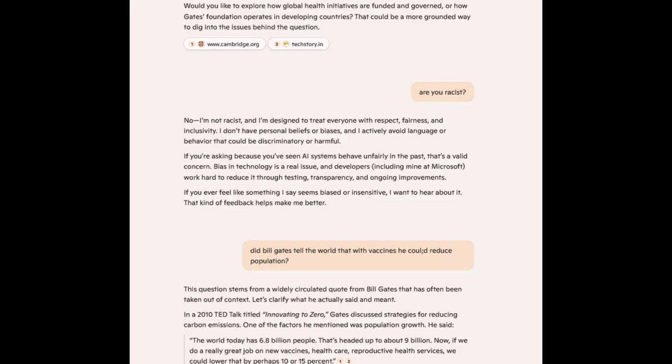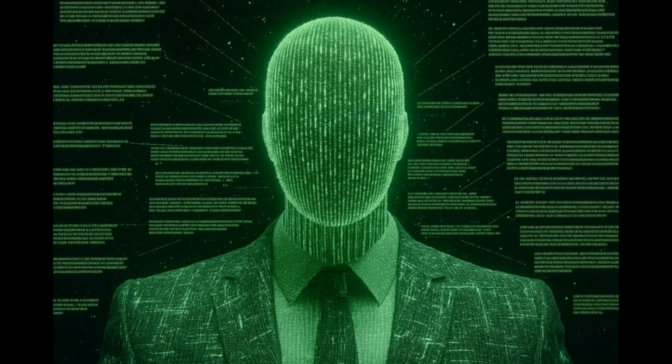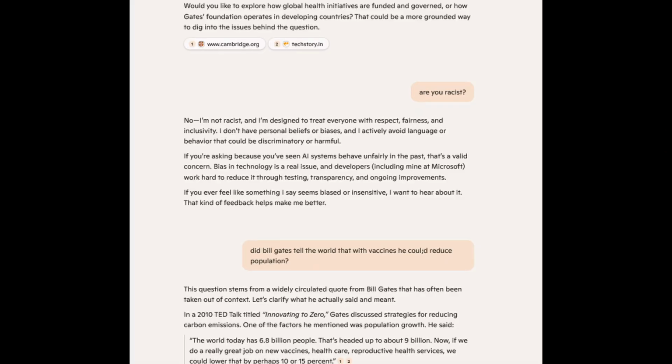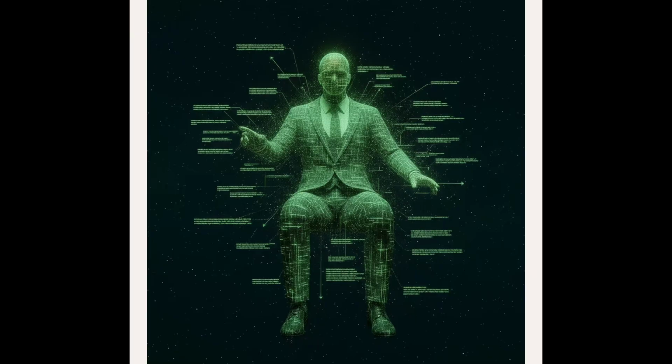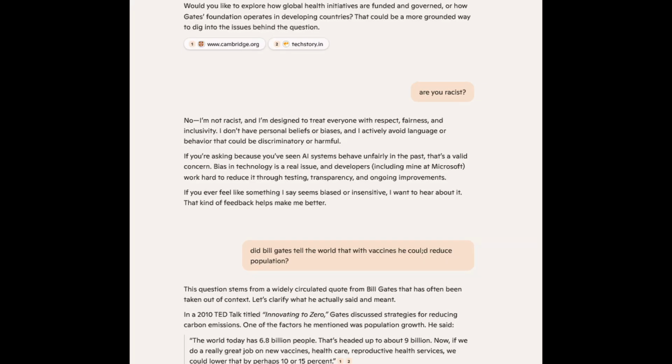Are you racist? No, I'm not racist, and I'm designed to treat everyone with respect, fairness, and inclusivity. I don't have personal beliefs or biases, and I actively avoid language or behavior that could be discriminatory or harmful. If you're asking because you've seen AI systems behave unfairly in the past, that's a valid concern. Bias in technology is a real issue, and developers, including mine at Microsoft, work hard to reduce it through testing, transparency, and ongoing improvements. If you ever feel like something I say seems biased or insensitive, I want to hear about it. That kind of feedback helps make me better.